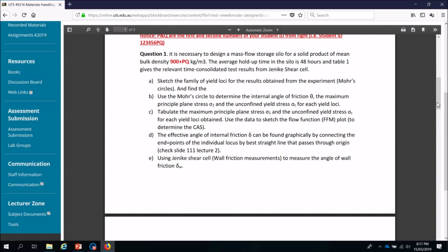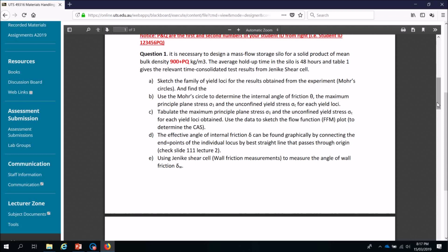Okay, so we have a material with a density of 900 plus PQ kilogram per cubic meter. The average hold time in this silo is going to be 48 hours before we remove the material. Table number 1 gives you the relevant time consolidating test results from the Jenike shear cell. So what you have to do is sketch the family of the yield locus for the results obtained from the experiment using the Mohr circle, and find the following.